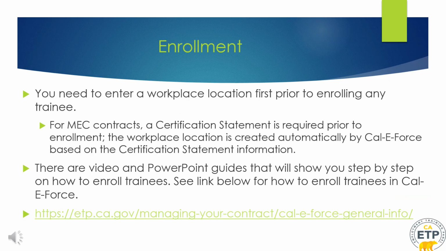As I mentioned in the previous slide, when you're ready to do your enrollment for your contract, you'll need to enter a workplace location first prior to enrolling any trainee. If you're a multiple employer contractor, or a MEC, a certification statement is required prior to enrollment. The workplace location is created automatically by our system based on the certification statement information. There are video and PowerPoint guides that will show you step by step how to enroll trainees. See the link below for how to enroll trainees in our system.